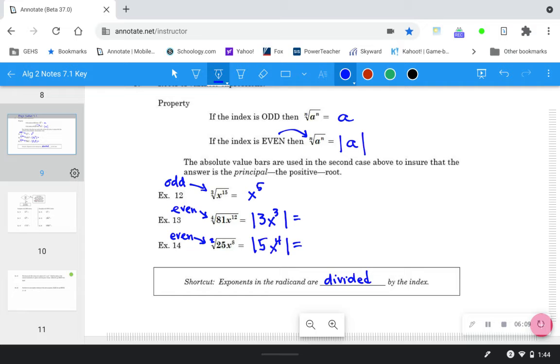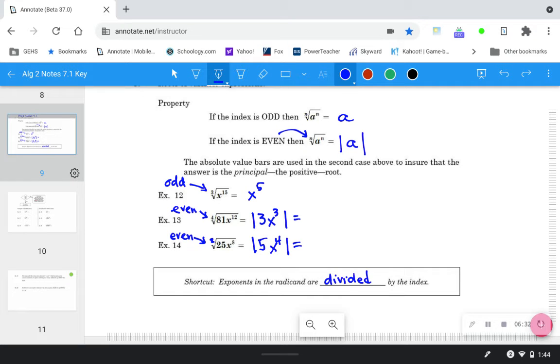Okay, so let's go back to example 13. This number here is already positive. In other words, putting the bars on it to ensure that it's positive is a waste of time. 3 is already a positive number, so you don't need the absolute value bars around that part of it. The same would apply to this 5.